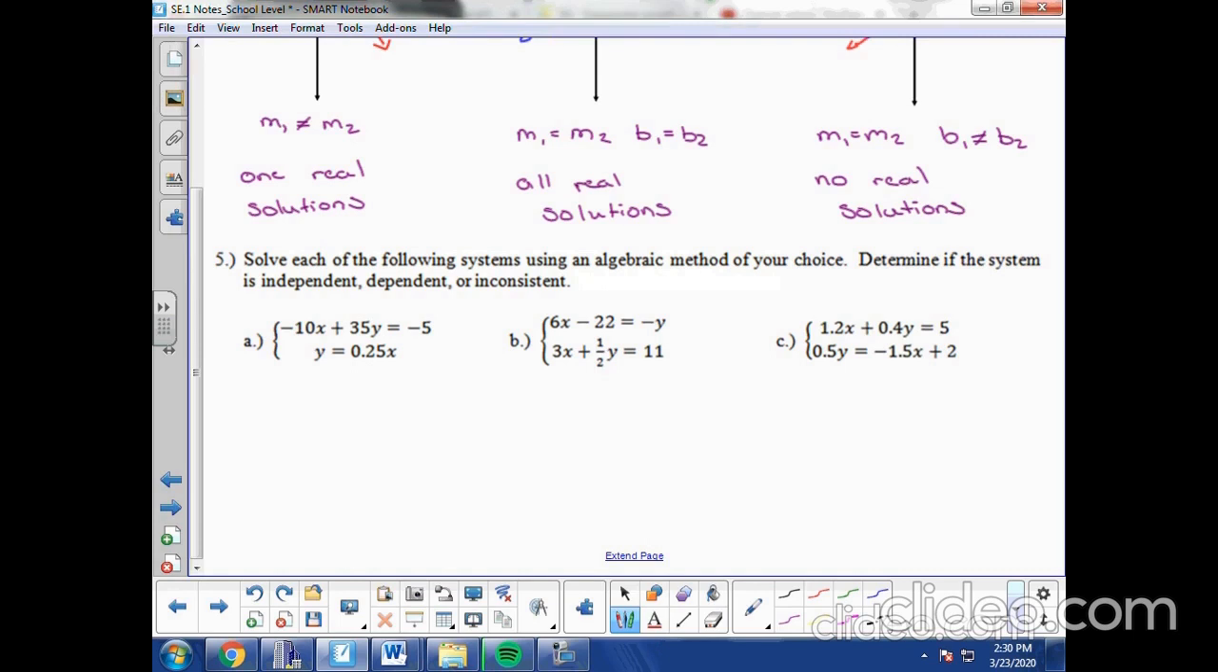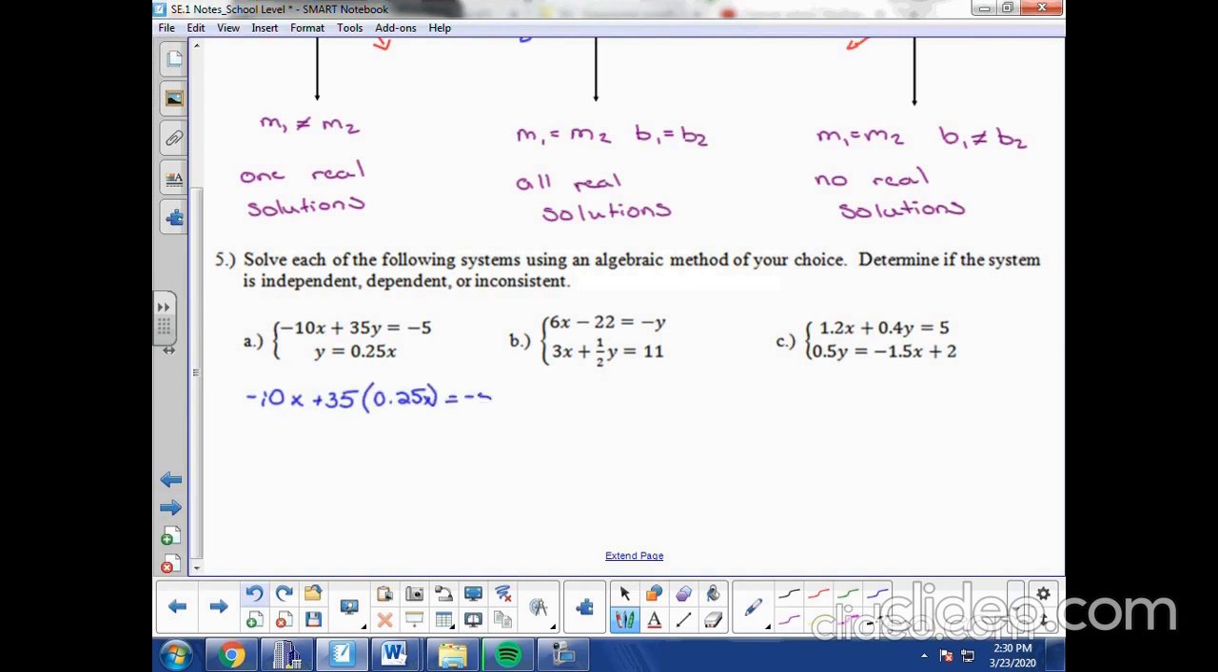Okay, hopefully you got a solution. What I'm going to use is substitution here, because y is already by itself. Could use elimination. Elimination wouldn't be too difficult here, but this one's pretty quick with substitution. Negative 10x plus 35, I'm going to substitute the y. I'm going to replace it with 0.25x.